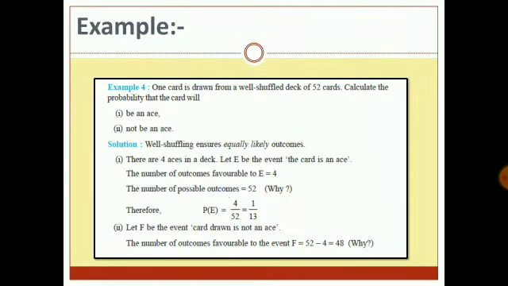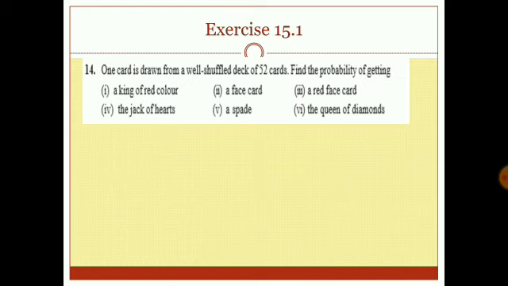Let us take up the second part. What is the probability that it is not an ace? When I want to find out the probability of not an ace, I'll simply subtract it from 1. So the probability of getting an ace was 1 by 13. So the probability of not getting an ace will be 1 minus 1 by 13, which is going to be 12 by 13.